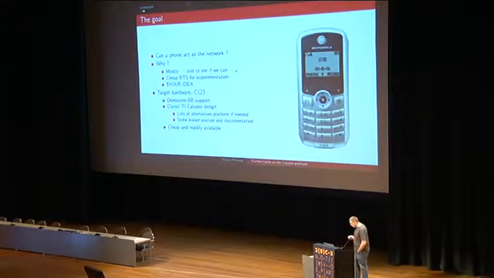So, what do I want to do? I want this phone, which costs like 20 bucks or something, and have it broadcast its own network so I can take another phone, scan the network, and register to it, send SMS, hopefully make calls, and this kind of thing. Why would I want to do that?